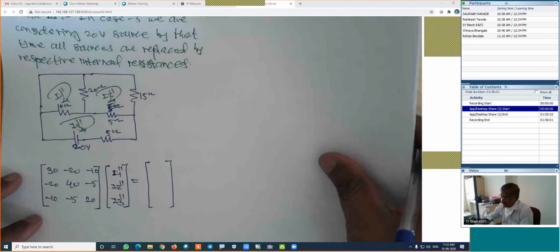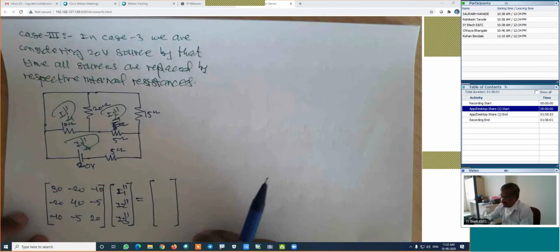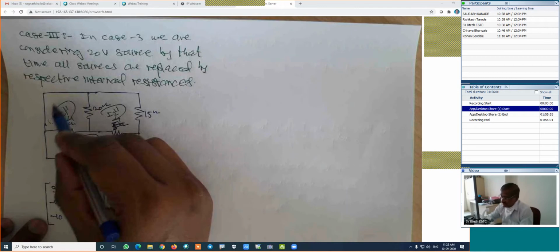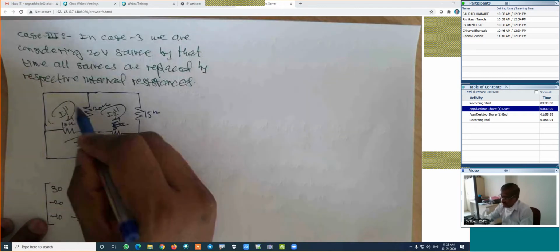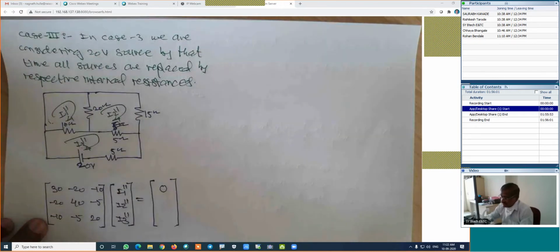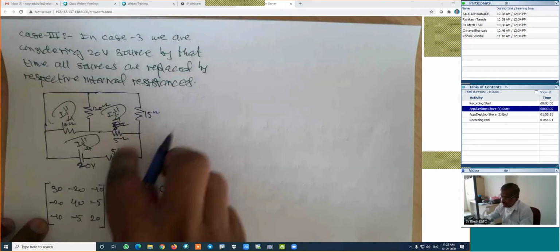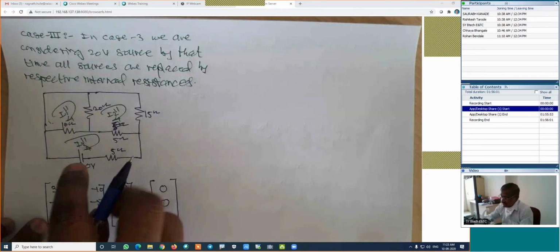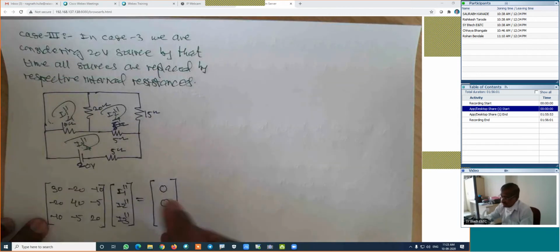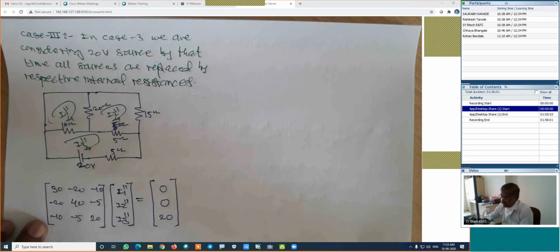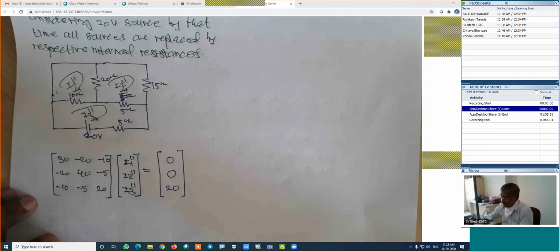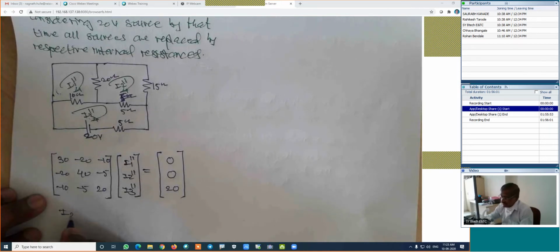Now, how are the constants? If I travel with the direction of the current for the first loop, it is 0. For the second loop, it is 0. For the third loop, if I am traveling with the direction of the current, I am traveling from negative to positive, which is a plus. Its voltage is 20. Now we have this value. In what value are we interested? We are interested in only I2 double dash.